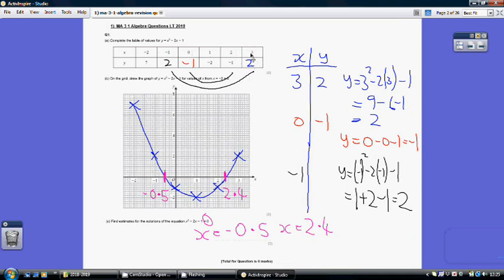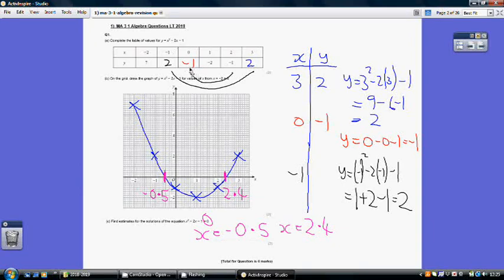So when x is 3, substituting that into the curve, we've got 3 squared, which is 9, take away 2 lots of 3, which is 6, take away 1, which is 2. So we've got the coordinate 3, 2. Now, you can see that we've now got a 2 here, a minus 1 here, a minus 2 here. So now let's go and work out when x is 0. Substituting 0 in, we get 0, take away 0, take away 1, which is minus 1.